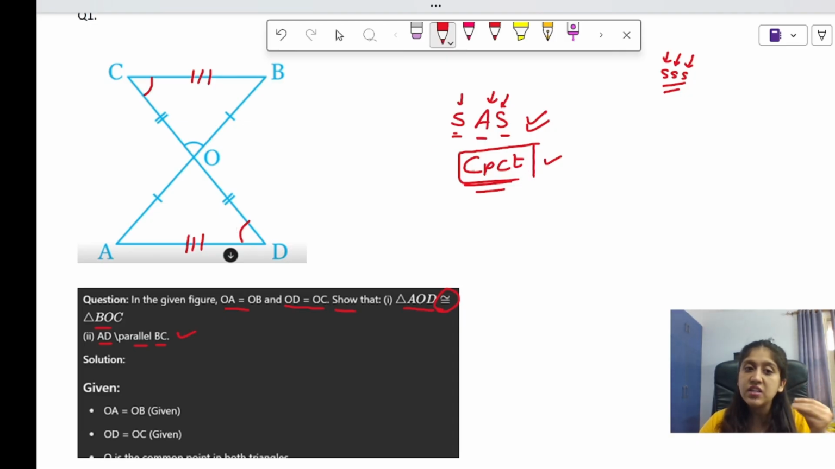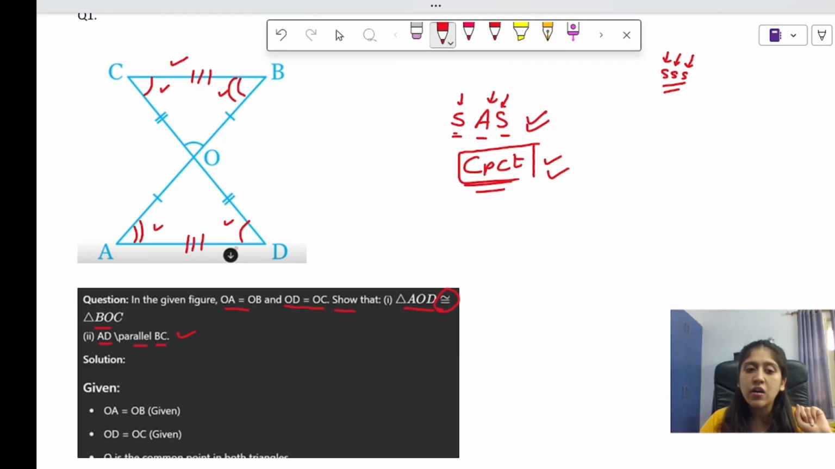ये CPCT जो है ना, ये सब कुछ prove कर देता है. Then I can also prove this angle is equal to this angle. This is also CPCT. जो भी कुछ दोनों triangles में equal नहीं था वो equal हो जाता है after applying this CPCT. So मैंने basically देखा कि this and this are equal. What does this mean? Can I say this angle and this angle में relation क्या है? These are alternate interior angles.